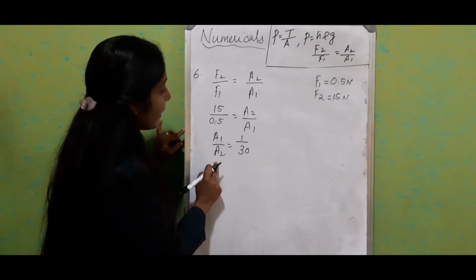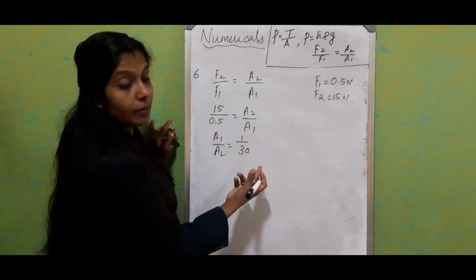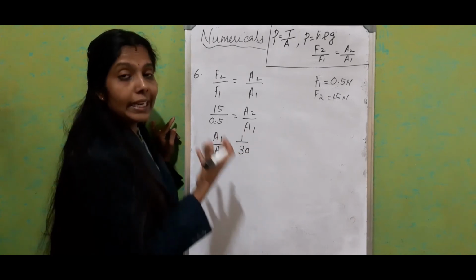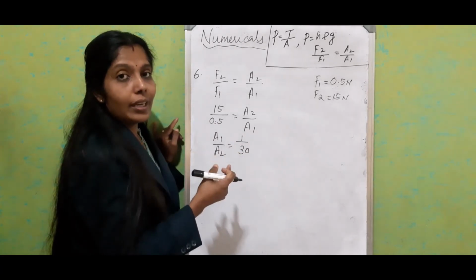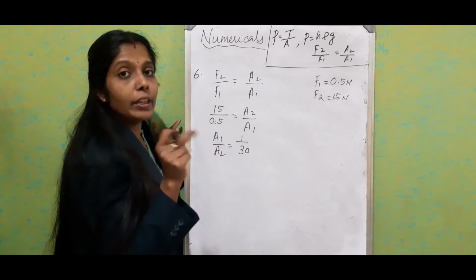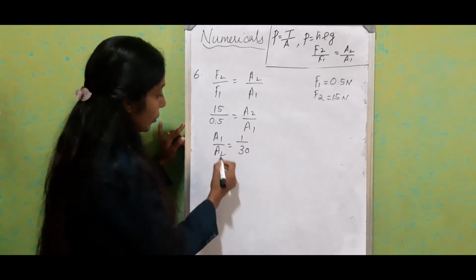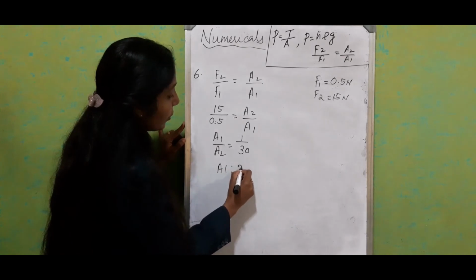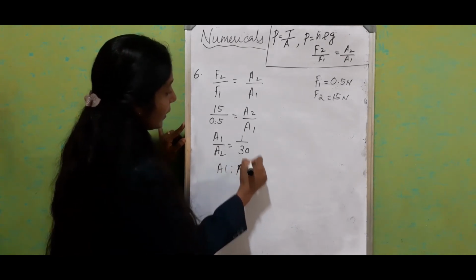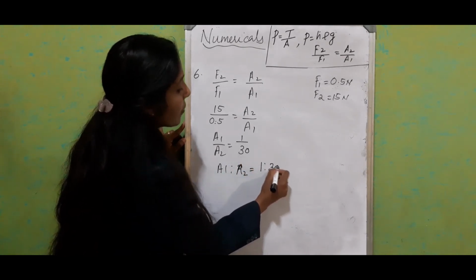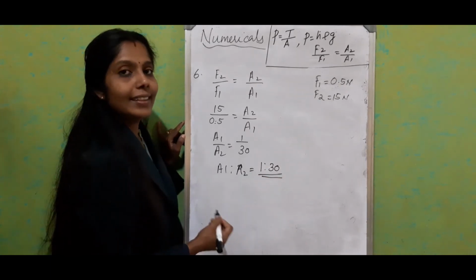If we write it in terms of a ratio, and if you get any question like this, make sure that the final answer is in the form of "is to". So A1 is to A2 is equal to 1 is to 30. Let's see the next question.